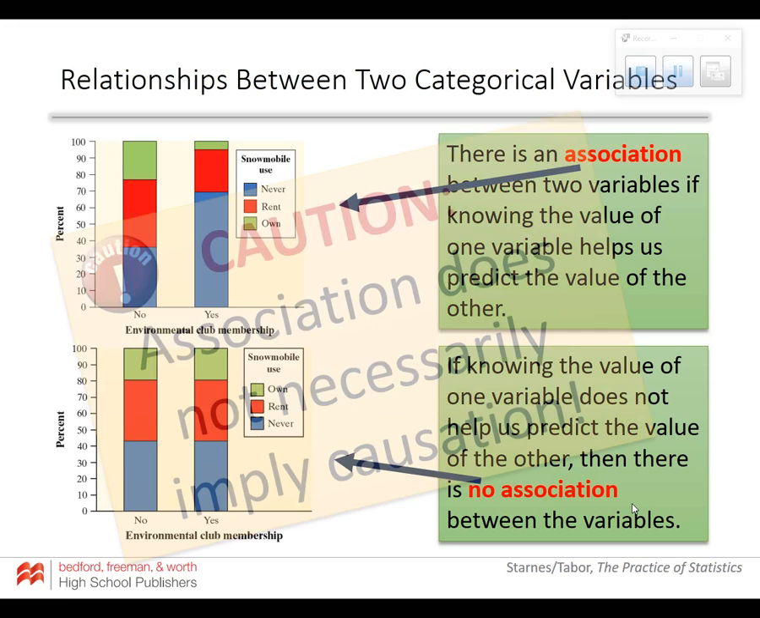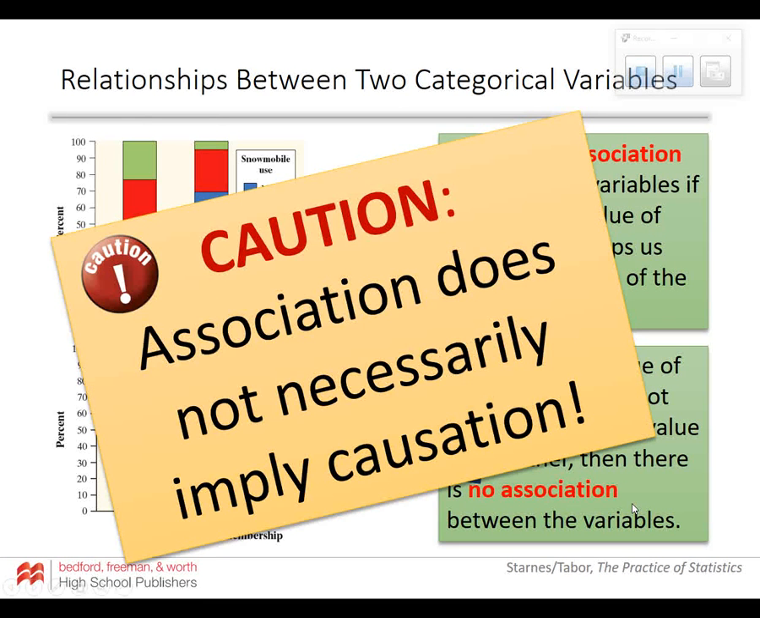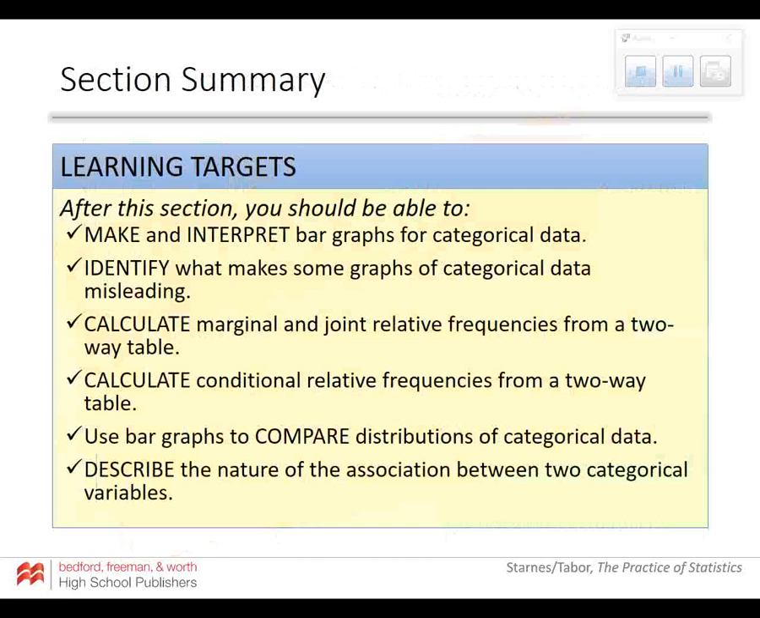Good. All right, so association doesn't imply causation. Just because we're associated doesn't mean that one thing is causing another. It just means there's a relationship there. In order to prove causation, there's a whole other lesson for that.